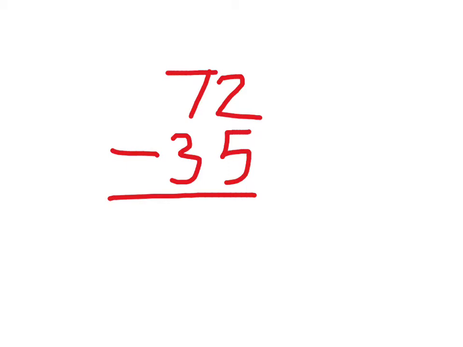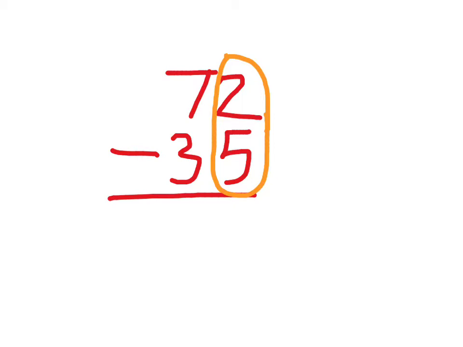Alright, what house do we start with? That's correct, we start with the ones house. In the ones house it says we have 2 take away 5. That means I have 2 apples and I want to eat 5 of them. Can I do that? No, you're right, I can't.